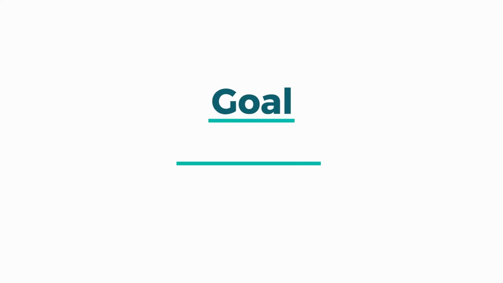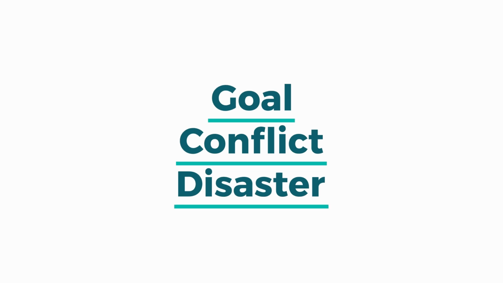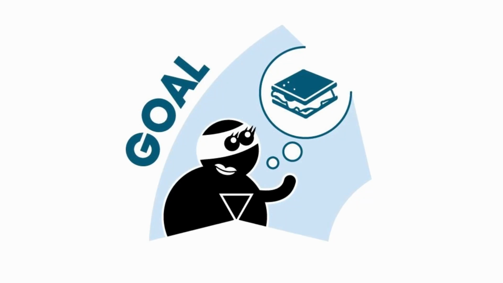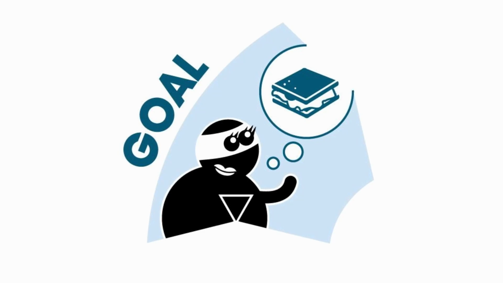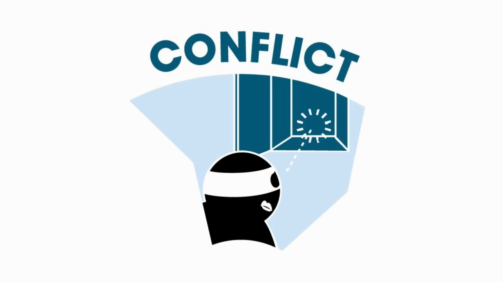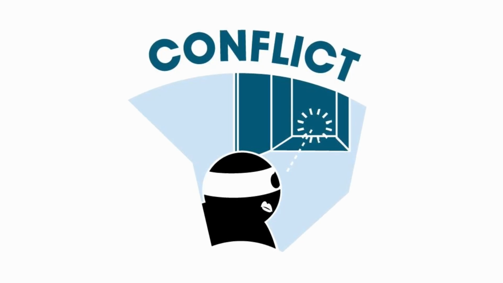Head scenes can be broken down into three parts: goal, conflict, and disaster. At the beginning of a head scene, your character should have some kind of goal, something they want to achieve. But then there is conflict. Something stops them achieving their goal. Now your reader is interested. They want to know if the character is going to overcome this obstacle to achieve their goal.